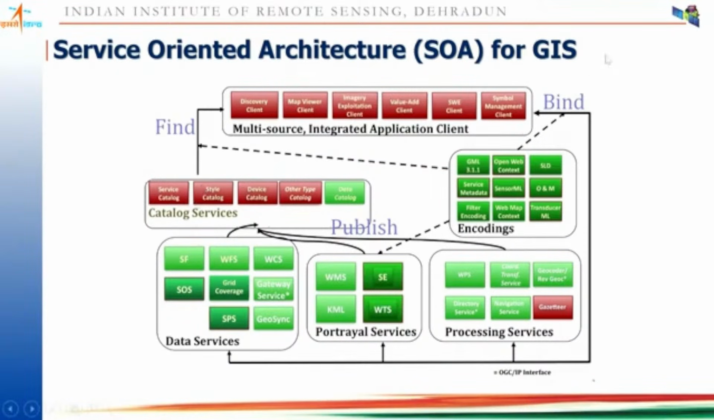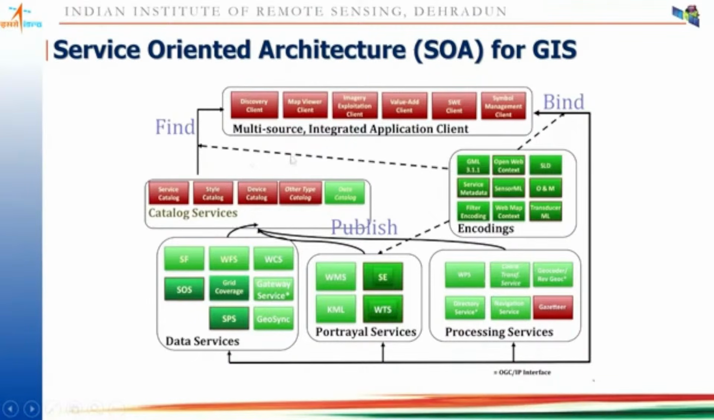All these services are available for accessibility, meaning the user can find them, they are searchable also. A client can discover them. Map viewer clients are there, imagery exploitation clients, value added clients, sensor web clients, symbol management clients, many clients, it can be any user. Multi-source integrated application clients can all utilize it. I will show you one example also.